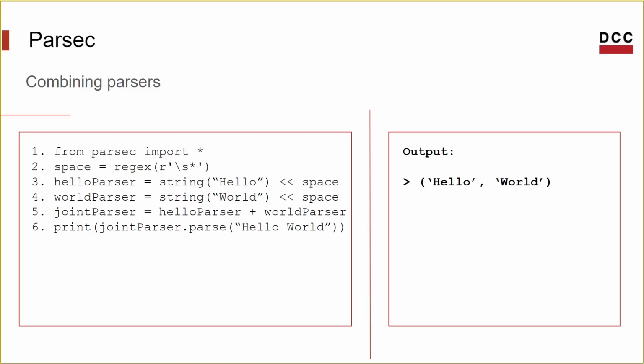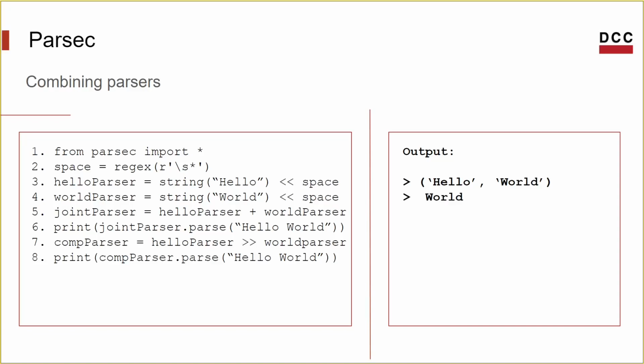We can also combine these parsers using the compose operator. Like the skip operator, it will discard the values produced by the first parser. In this case, it will discard the values produced by the hello parser. So if we parse the string hello world, only world will be returned because the hello parser was ignored.